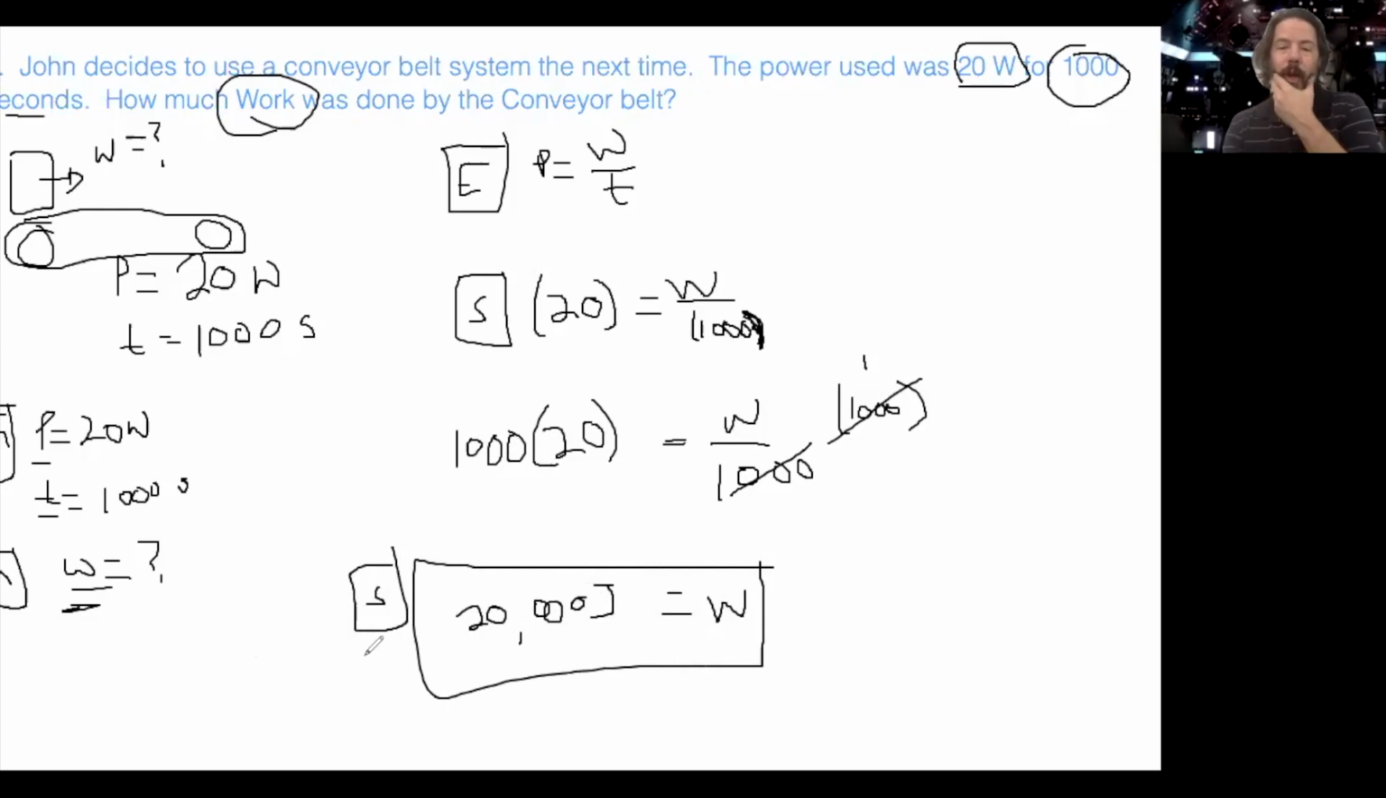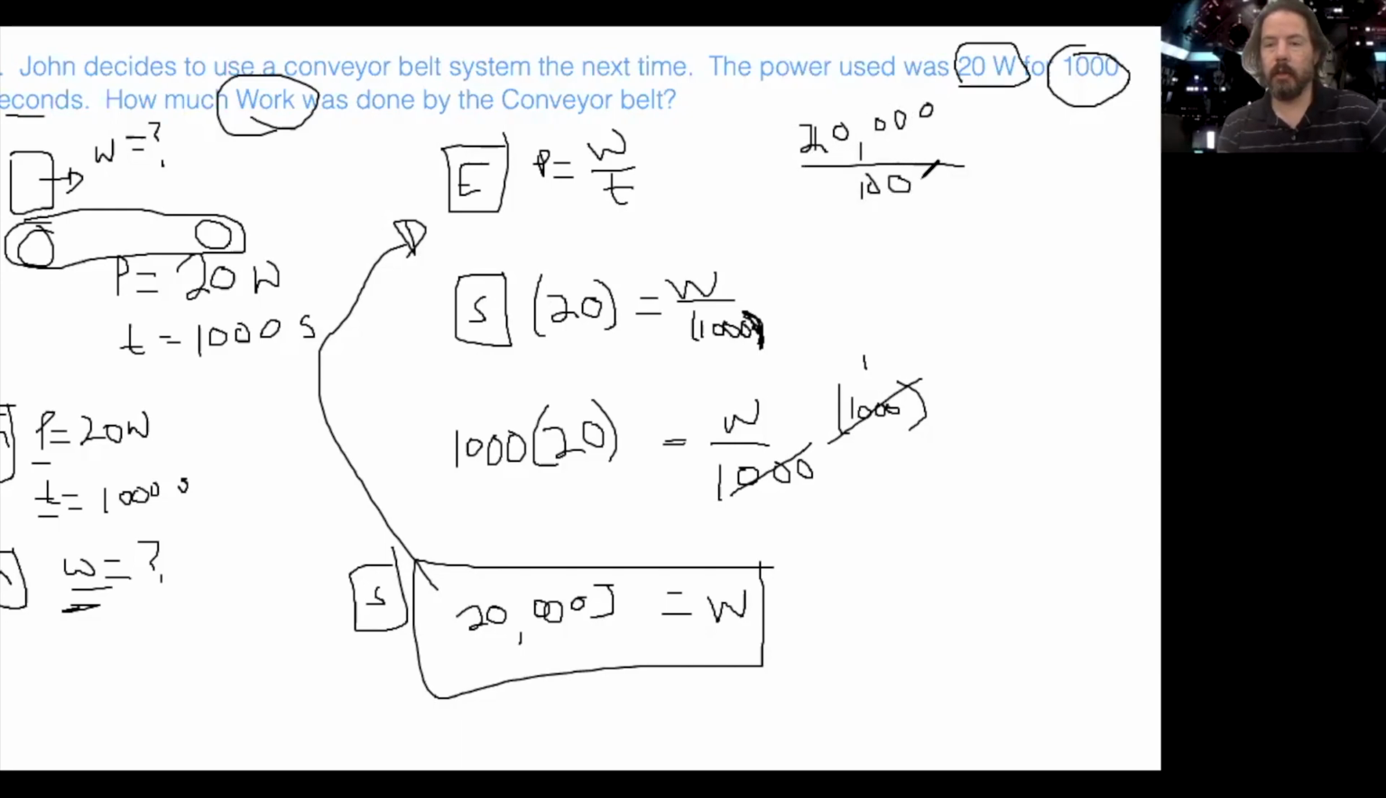If at any time I want to check my work, I can actually take my answer and plug it back into the equation and see if it checks out, if I did my math wrong. So if 20,000 joules is the work, and I divide that by 1,000 seconds, then my answer should be, plug it in your calculator to make sure, 20 watts. So you can always double check your answer by doing a reverse plug in the numbers. Okay? But that is number 2.